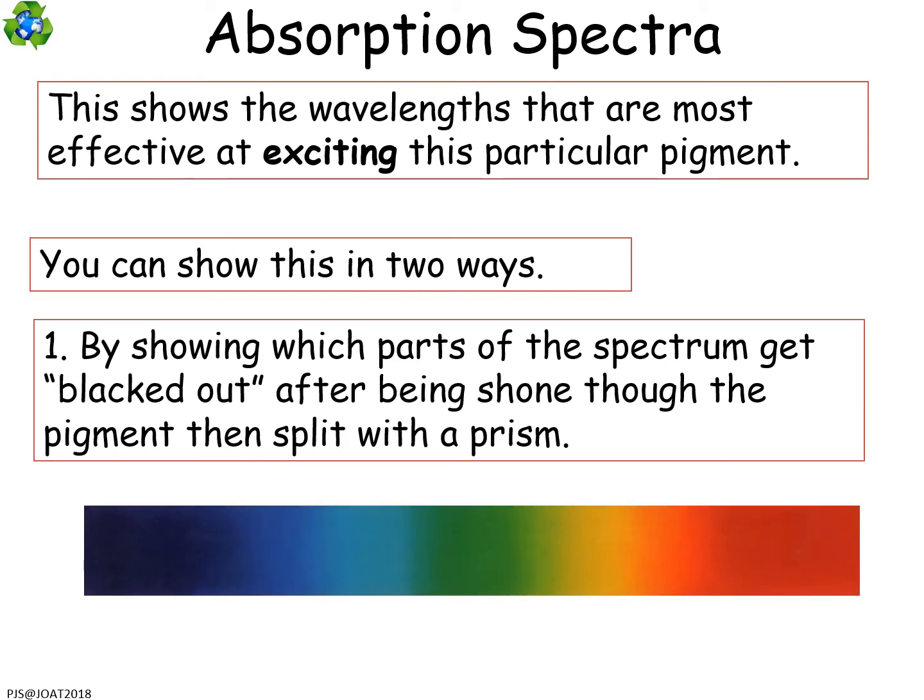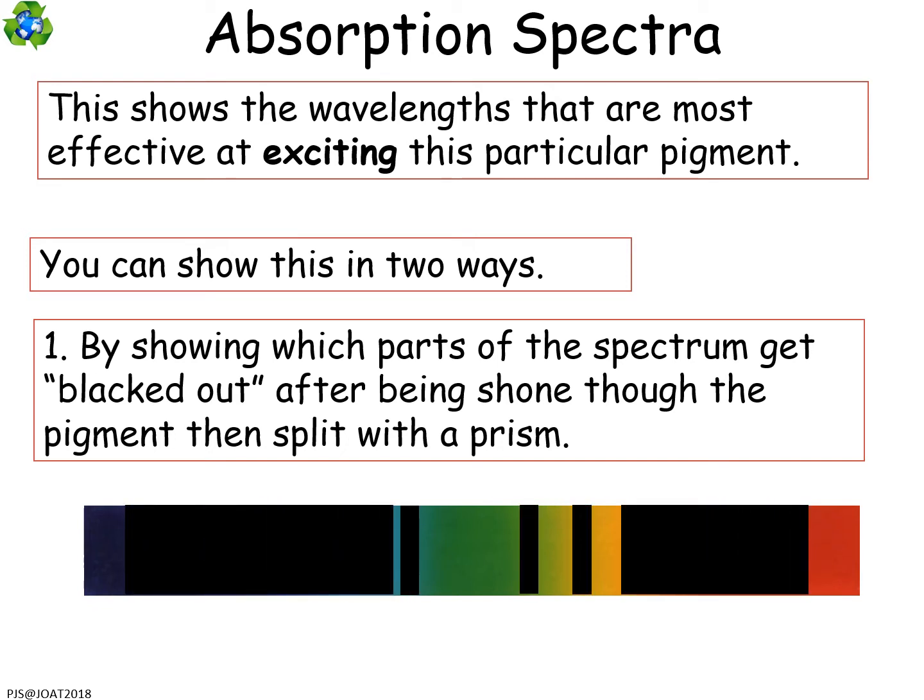So here's another spectrum. Now this is in colour, but if it was an exam question, they obviously can't show you in colour, so it would just be a white block. Okay, and you'd be expected to understand what each bit meant. So if I shine this through a pigment and then split it with a prism, what we'd find is that some areas are blacked out, that there is no colour coming through at those points. And those bits are the bits where the pigment has actually absorbed it.